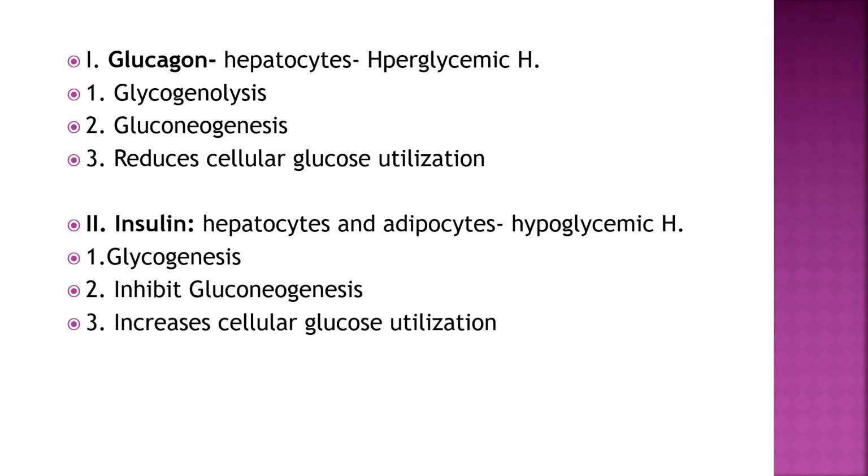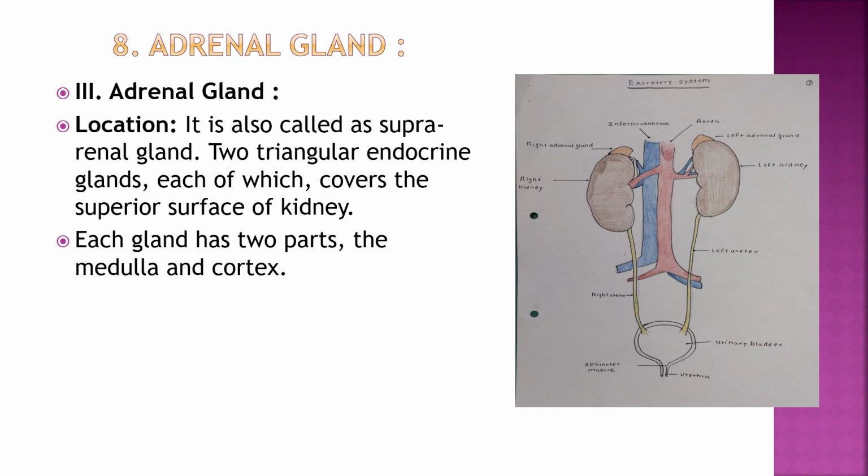Then it inhibits gluconeogenesis, and it increases cellular glucose utilization, and in this way it decreases the blood sugar in the blood. Eighth gland is the adrenal gland. It is located in the above portion of the kidney and is also called the suprarenal gland. It is a triangular gland, one present over the superior surface of each kidney, and it has two parts, medulla and cortex. The cortex is the outside portion and the medulla is the inner portion.